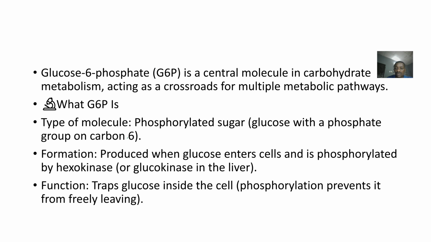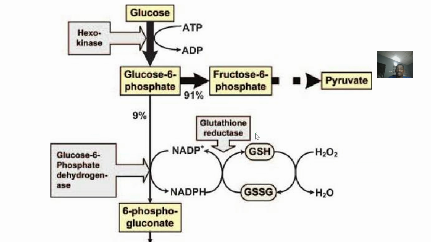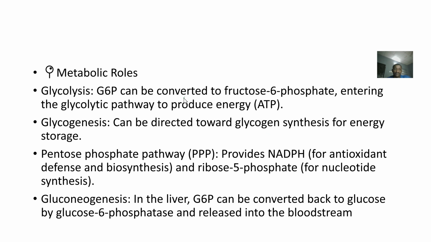So it's produced when glucose enters the cells and is now phosphorylated. It enters the cell, then phosphate is now added to it. Function: it traps glucose inside the cell. Phosphorylation prevents it from freely leaving. Okay, so this is it. Glucose, hexokinase adds what? Phosphate to it. It becomes what? Glucose 6 phosphate.